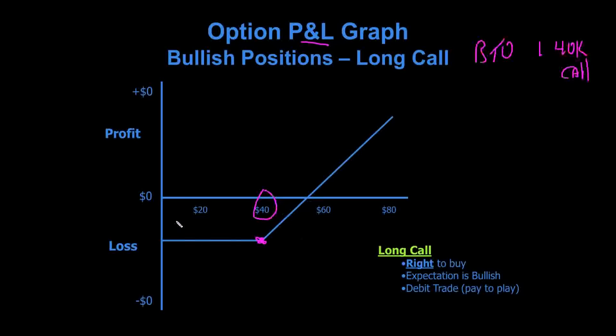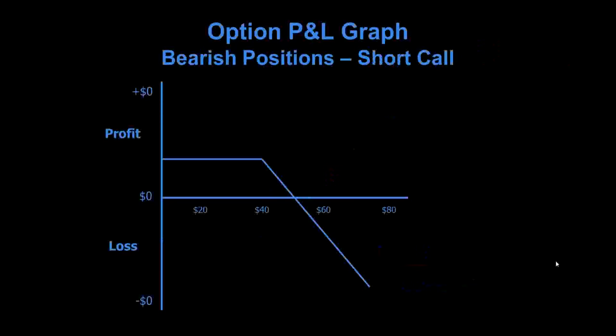My expectation is bullish. The distance here is the cost of that call. That's the most I can lose. And then obviously it starts moving up, and I can start making money like this. So that is a long call. A short call, which is just the opposite, is rather than rights, I've got what?